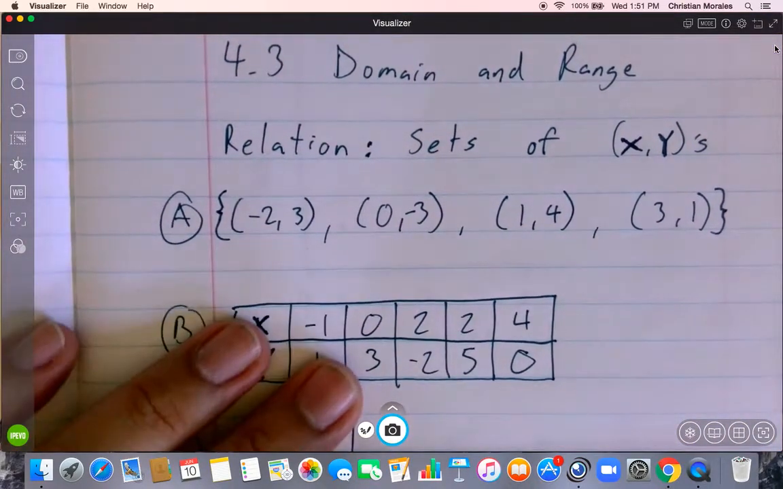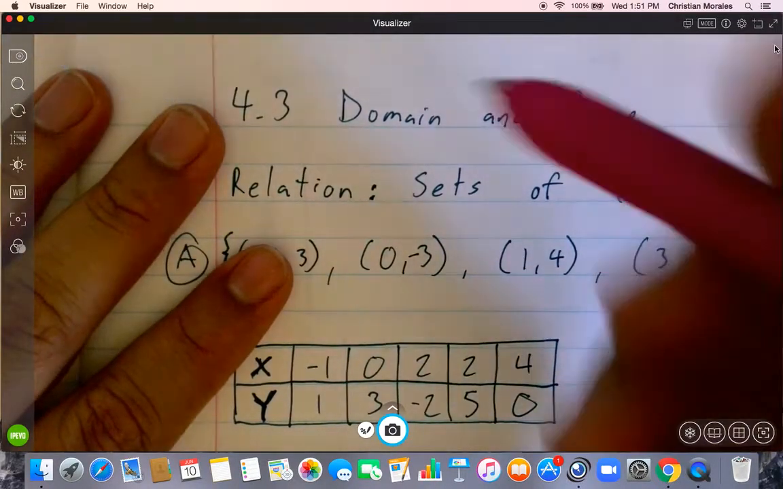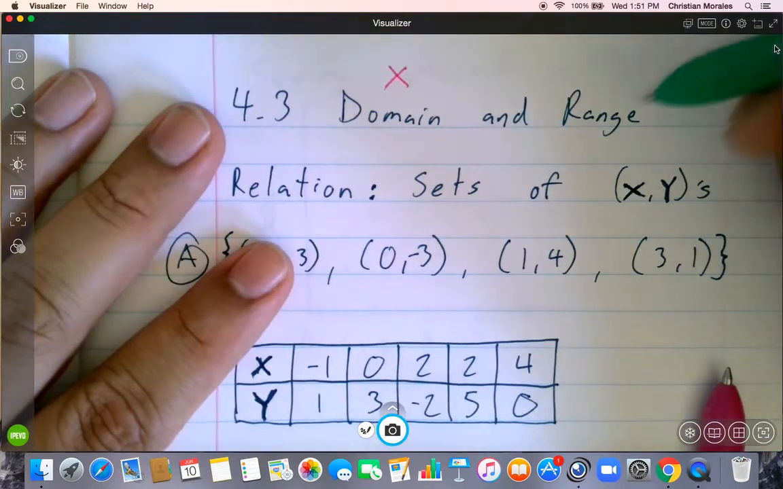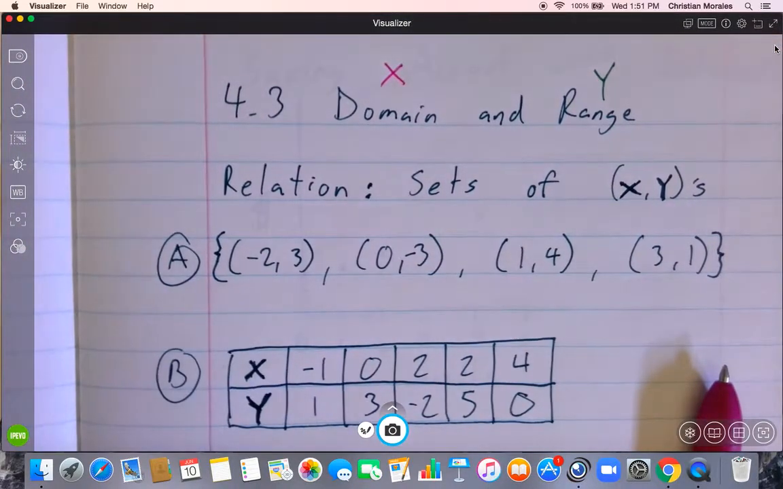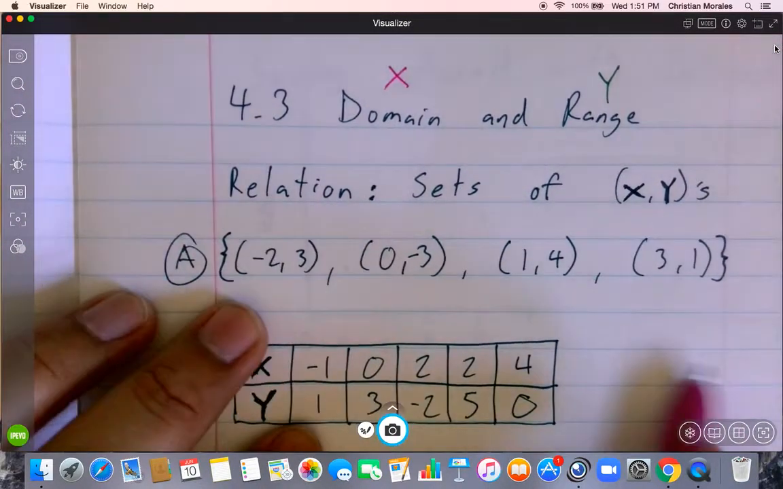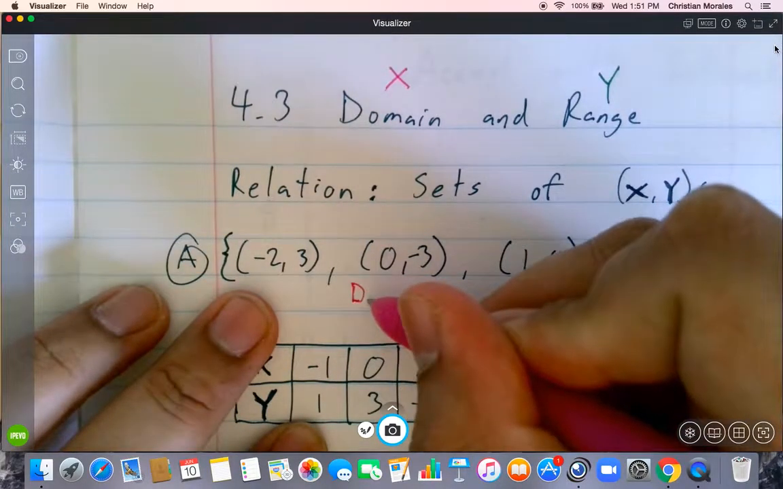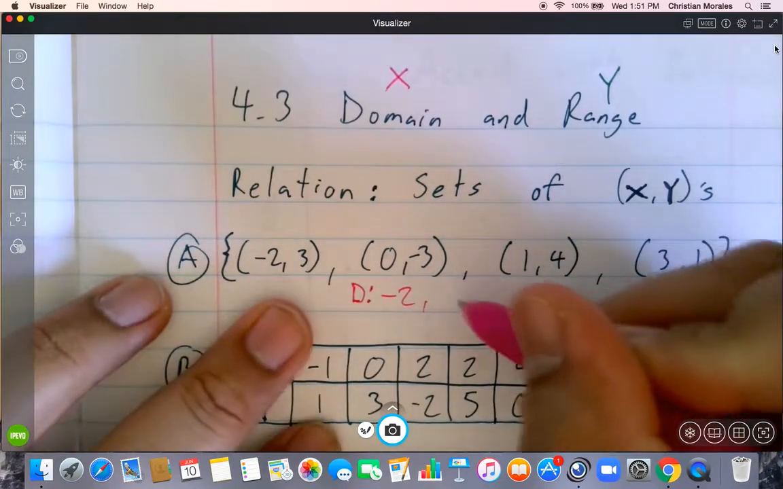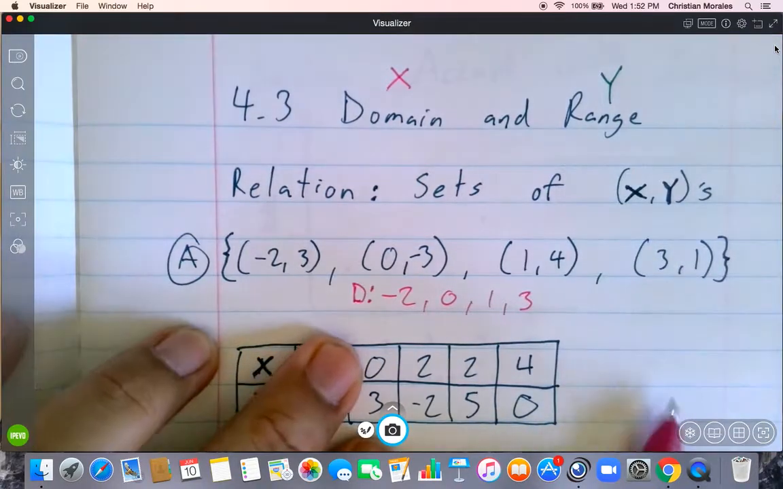So for example, domain. A really quick explanation. Guys, domain is x and range is y. So the x values are part of the domain and the y values are part of the range. So for this problem right here, for domain, the numbers would be -2, 0, 1, and 3. That is the domain.